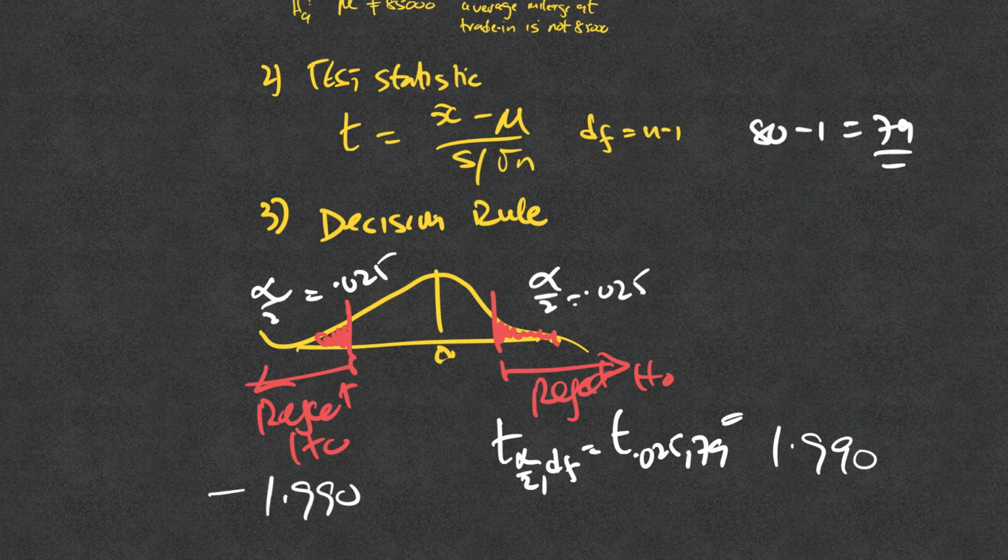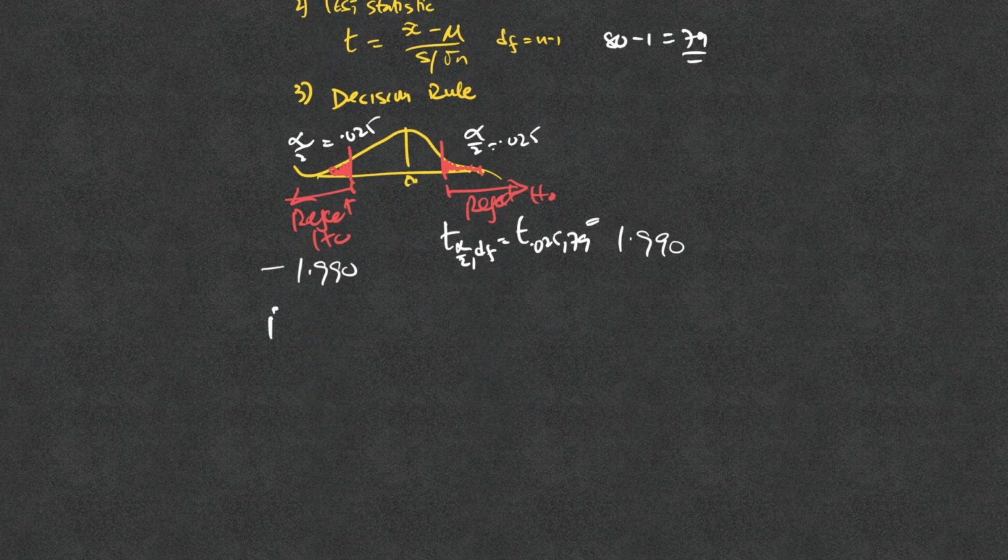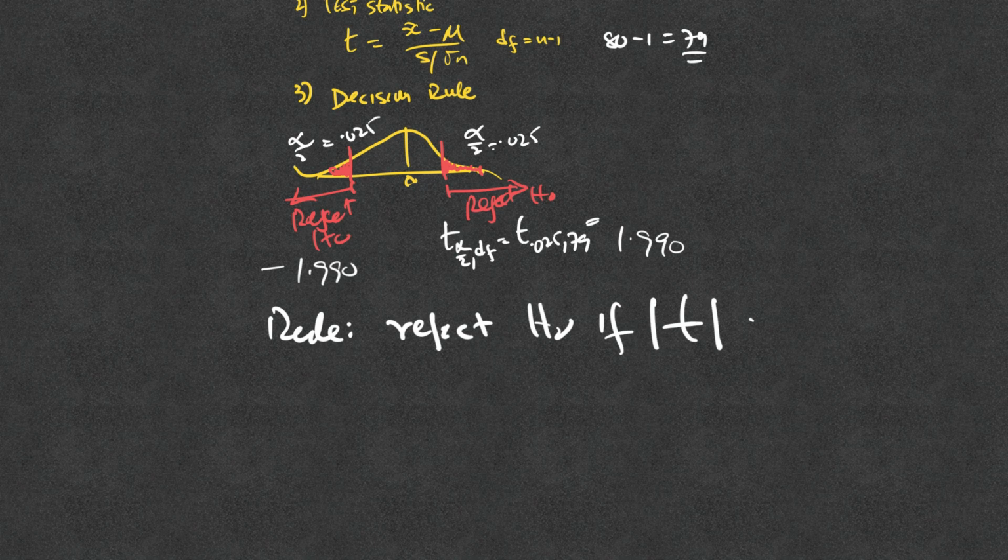So our decision rule is as follows. The rule: reject H0 if the absolute value of T is greater than 1.990. Why did I write it that way? Because I don't want to write, if T is less than negative 1.990 or greater than positive 1.990. Take the absolute value of T, and if it's greater than 1.990, we reject the null hypothesis. Everybody understand that? Yeah?